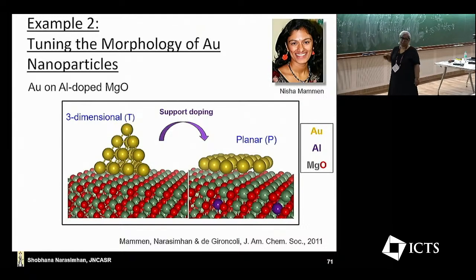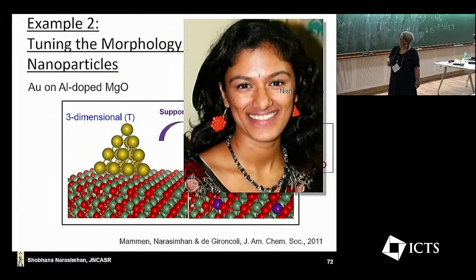This was shown by my student Nisha. And if you have sharp eyes, you would have noticed something about Nisha. Have you noticed something? Yes, her earrings are the two. This is the 2D cluster and this is the 3D cluster. Very well spotted.